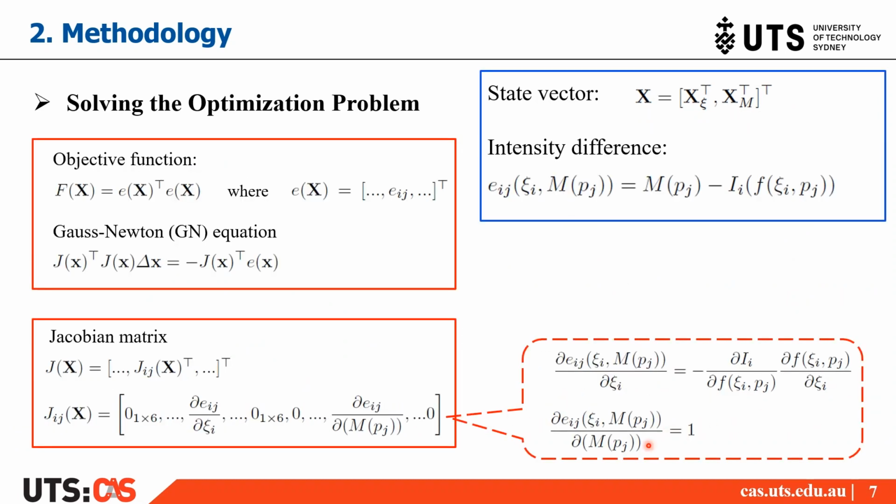If we write the overall intensity differences as a concatenated vector e(x), we can write the objective function like this one. In this paper, we use the Gauss-Newton method to solve the optimization problem. This is the GN equation. We need to calculate the Jacobian of the intensity difference vector with respect to the state vector x. Here, Jij is one row of the Jacobian matrix. Please note, since the intensity difference eij is only dependent on xi and m(pj), only these two blocks are non-zero in Jij.